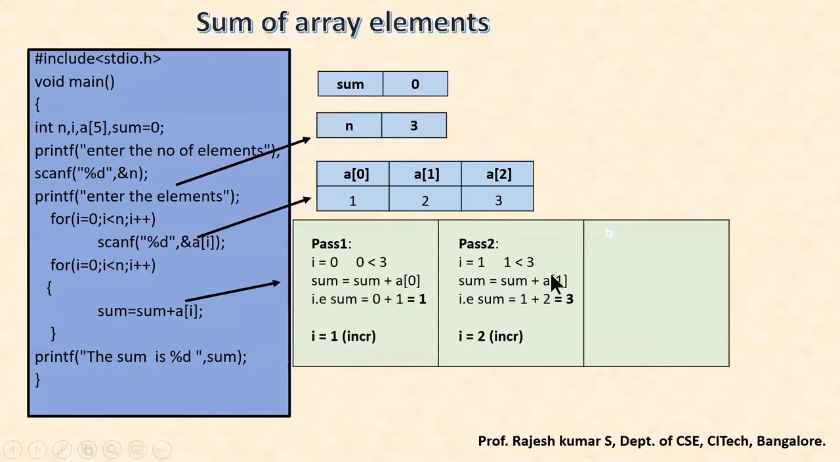What is the value of i? 1. e of 1 is what? 2. 1 plus 2 is what? 3. 3 will be stored in sum. Sum is updated with the value 3. Then i gets incremented. After updating this, i gets incremented.